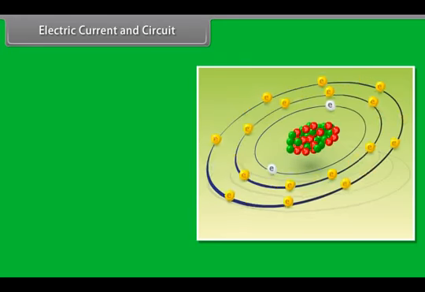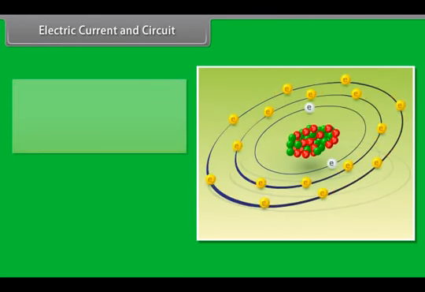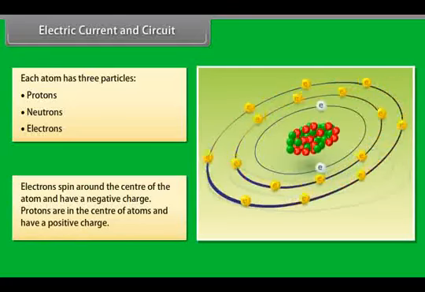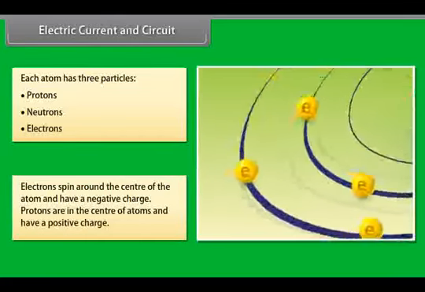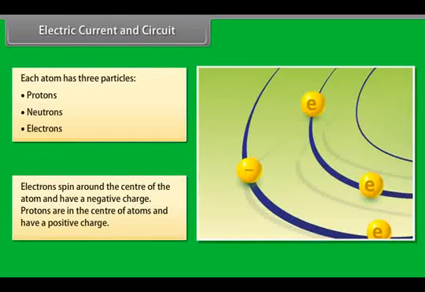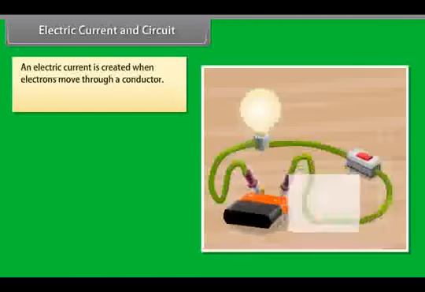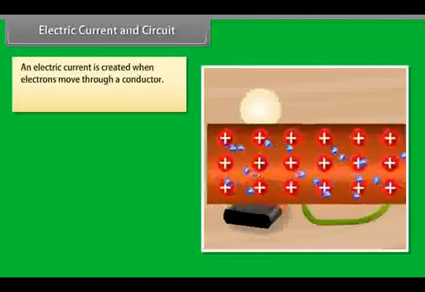All things around us are made up of atoms. Each has three particles: protons, neutrons and electrons. Electrons spin around the center of the atom and have a negative charge. Protons are in the center of atoms and have a positive charge. An electric current is created when electrons move through a conductor.